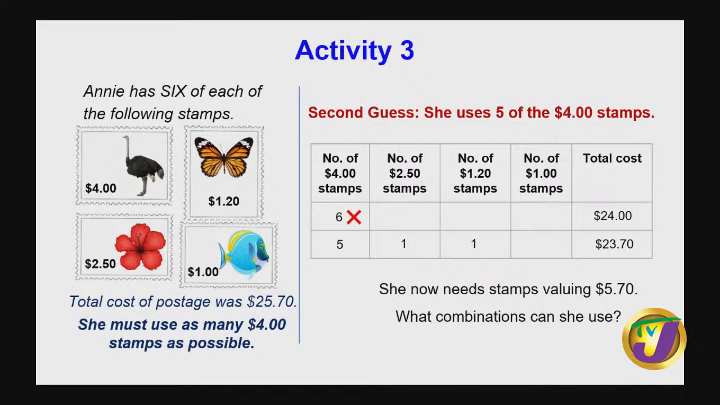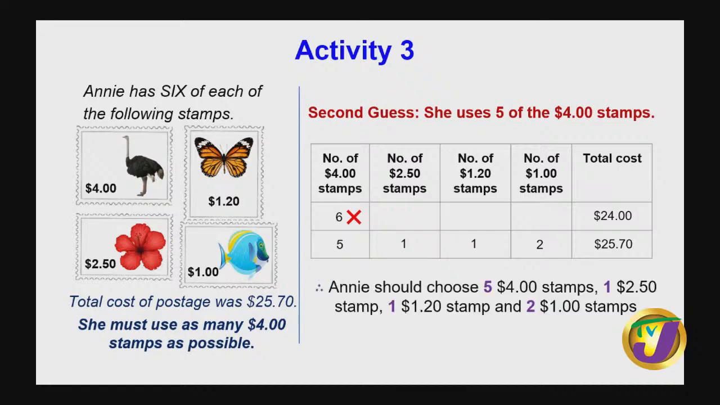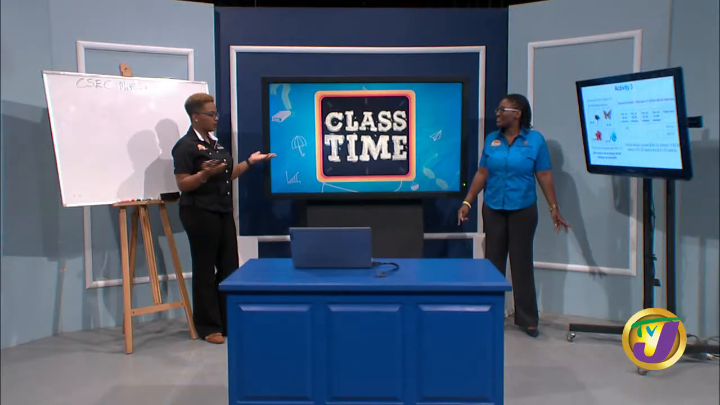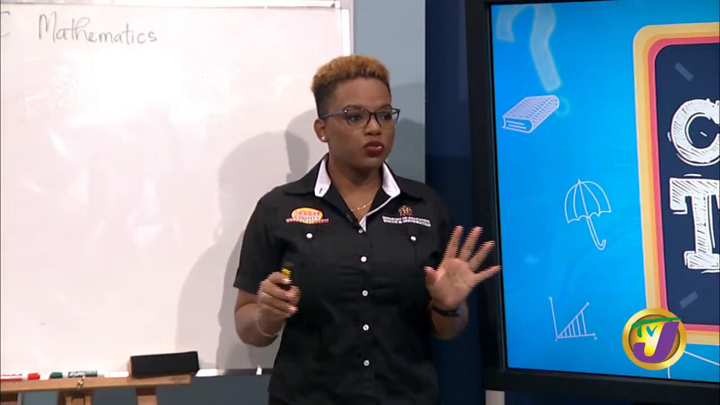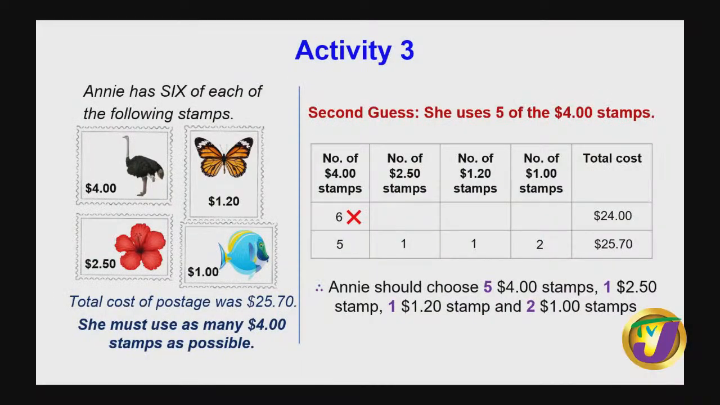Yeah, so when I can use two $1 stamps. Easy. Yeah. Package post. Yeah. All right. Easy cheesy. So we got it on our second guess. Yep. All right. So Annie just needs 5 $4 stamps, 1 $2.50 stamp, 1 $1.20 stamp, and two $1 stamps.